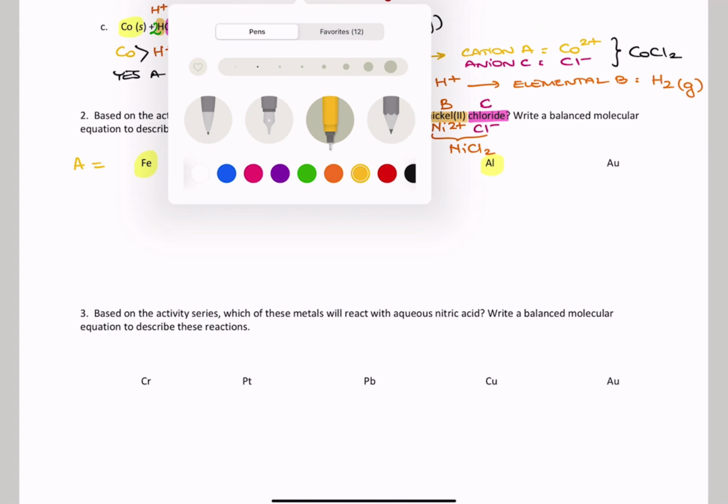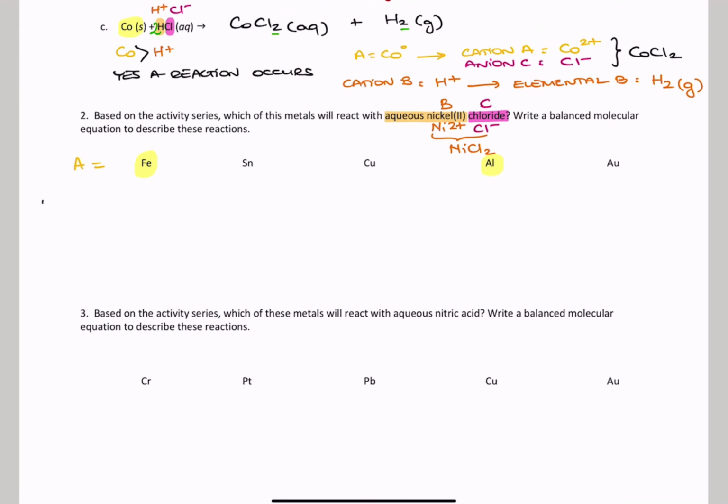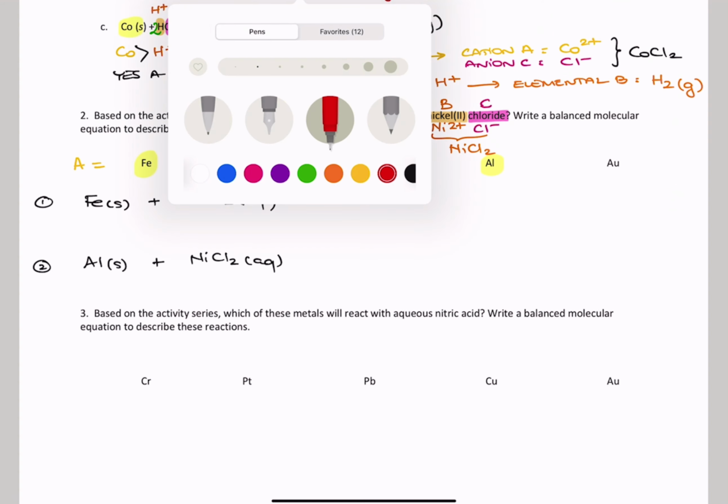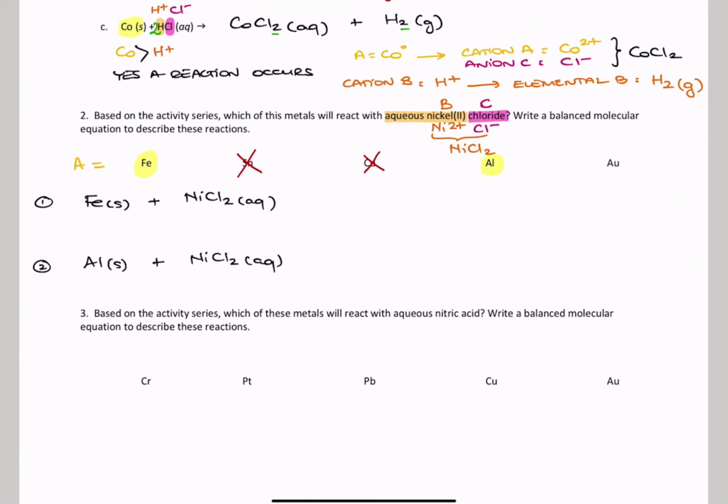Therefore, we are able to write two reactions. One will be when Fe solid reacts with nickel 2 chloride aqueous. And the second reaction will be aluminum solid reacts with nickel 2 chloride aqueous. Only these two will react. You will have no reaction with tin, copper, and gold. No reaction, no reaction, and no reaction.